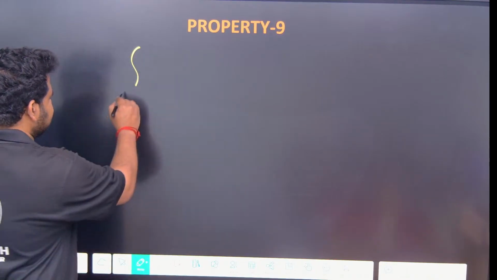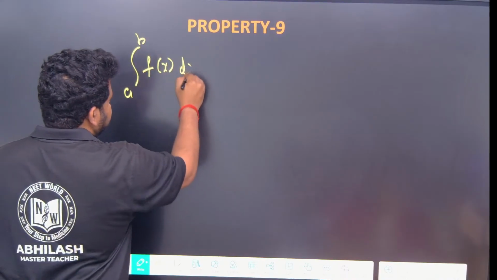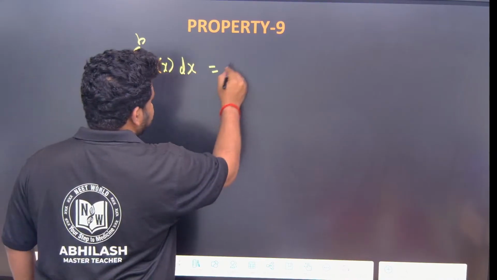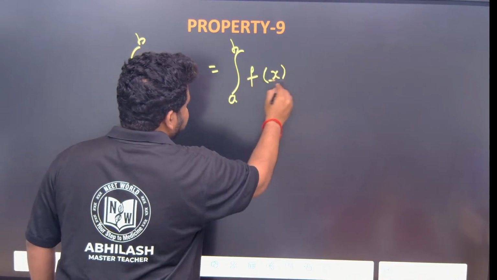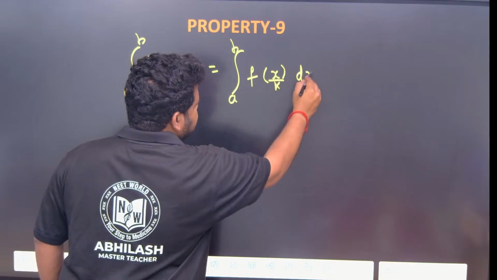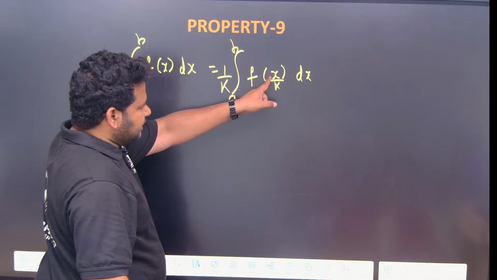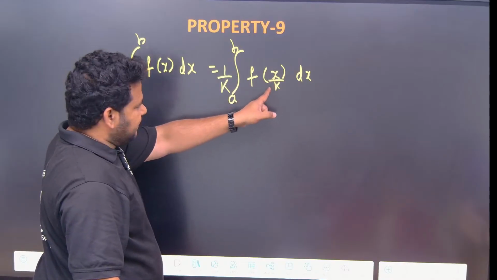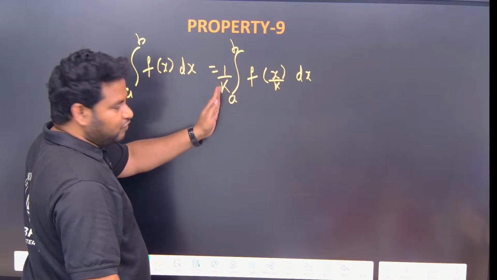So if I say a to b f of x dx, similarly if I say a to b f of x divided by some constant k dx, if I divide here, outside also I should divide. If I divide x by k, outside also it should be divided by the same thing, that is 1 by k.